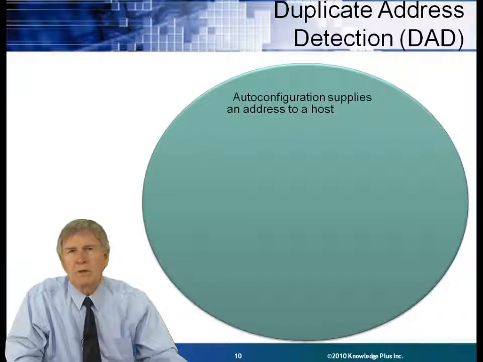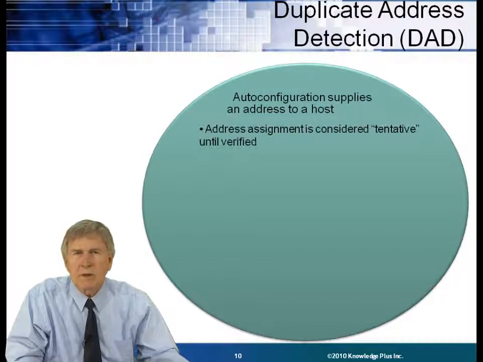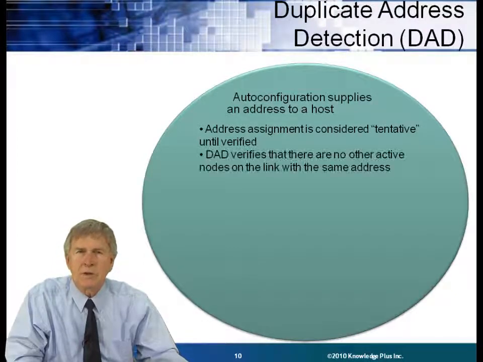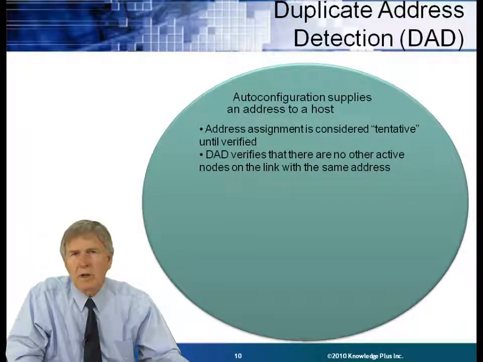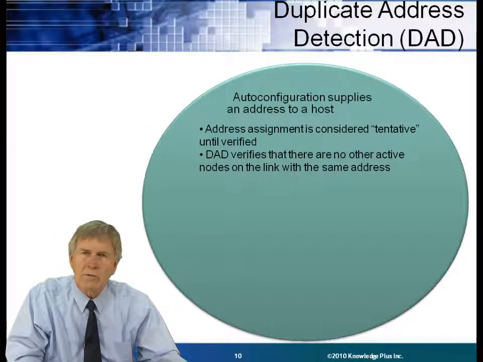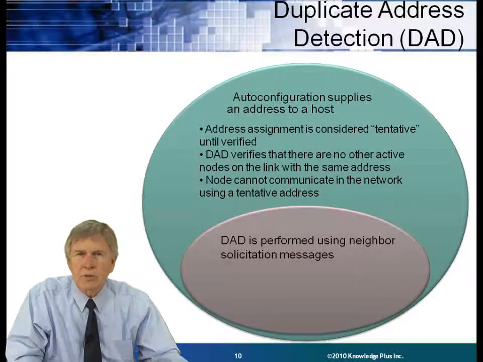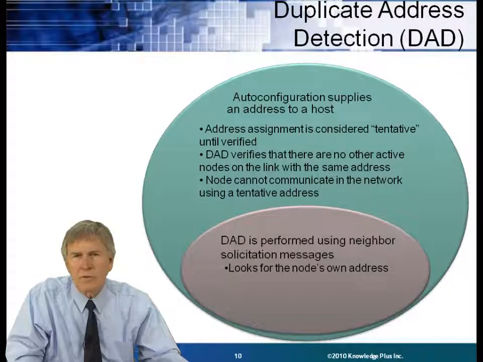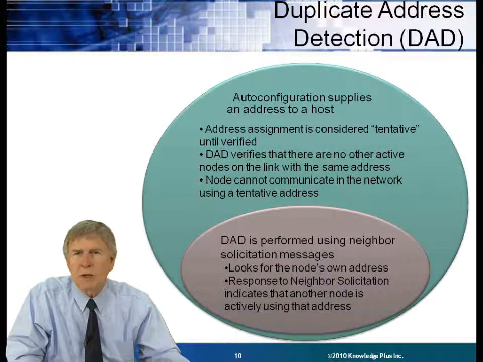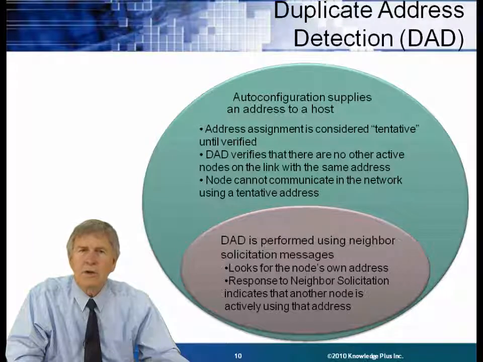A very important thing here is duplicate address detection. Autoconfiguration supplies an address to a host. The address assignment is considered tentative until it's verified. So duplicate address detection verifies that there are no other active nodes on the link with the same address. Until that point, the node cannot communicate in the network with a tentative address. Duplicate address detection is performed using neighbor solicitation messages. You look for the node's own address. A response to a neighbor solicitation indicates that another node is using that address, so we would have to proceed further.